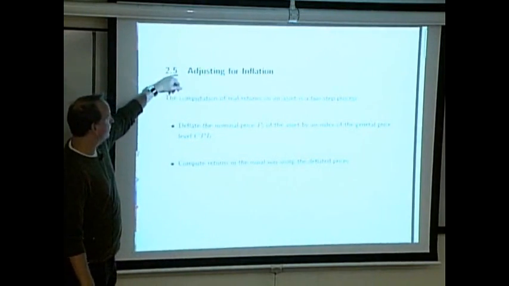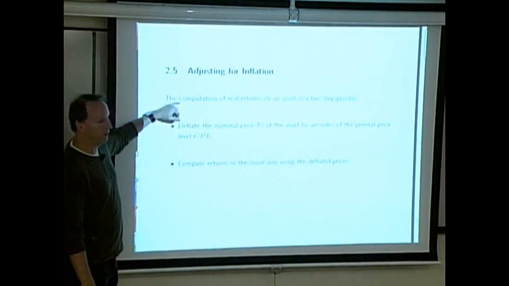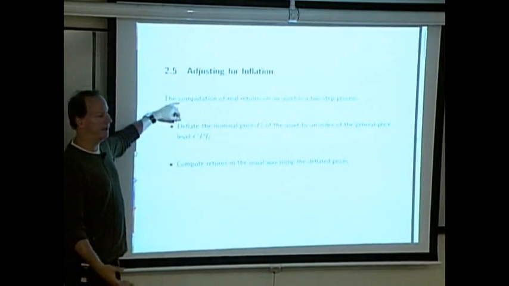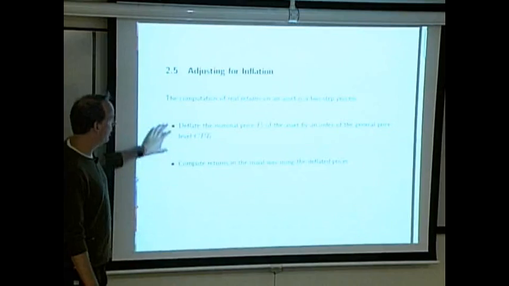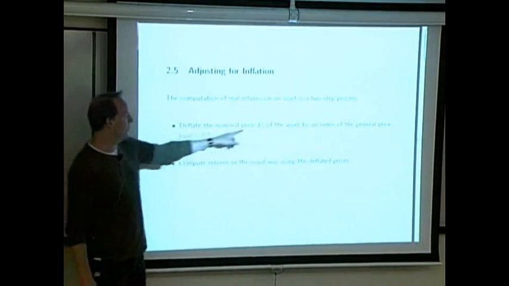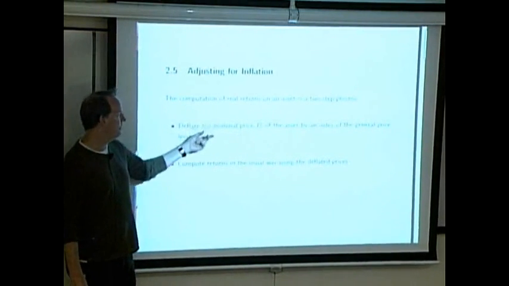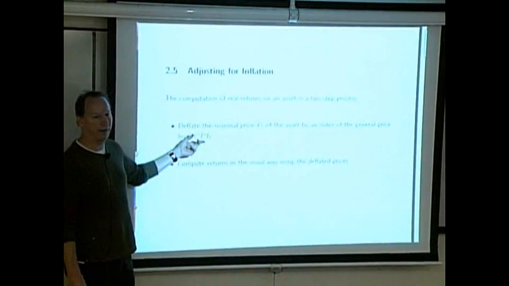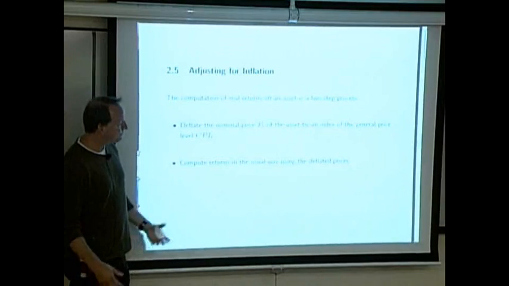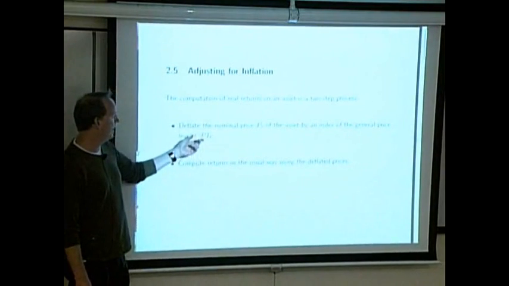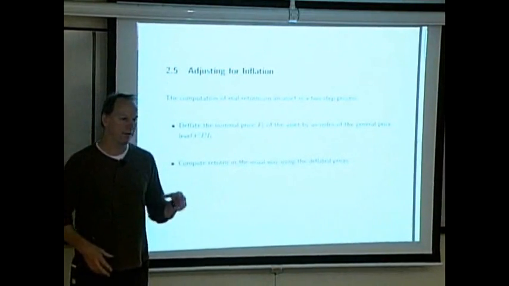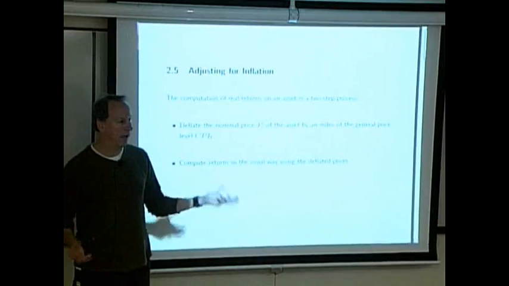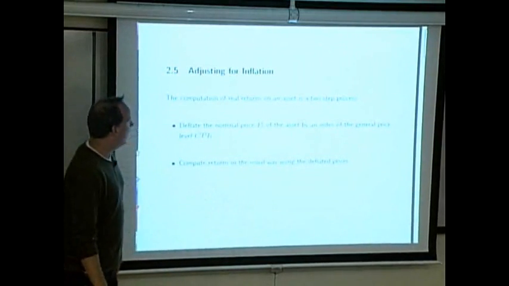So when we adjust for inflation, we're computing what's called a real rate of return instead of a nominal rate of return. So how do you calculate a real rate of return? Well, the general way is to take our nominal price and deflate it by some measure of the price level. And the common measure of the price level might be the consumer price index, which is an aggregated index of the typical basket of goods that a household purchases.